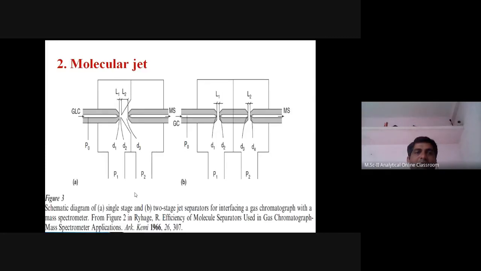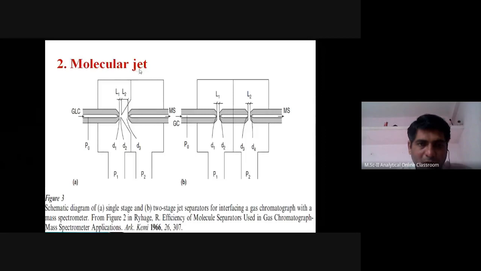Now the second type is the molecular jet. So what is the meaning of jet? It is like a pressure gun, we can say. Molecular jet means it will send the molecules with high speed. Jet means we throw out the molecules with high speed. So these are the earlier diagrams used by scientists to represent the molecular jet.